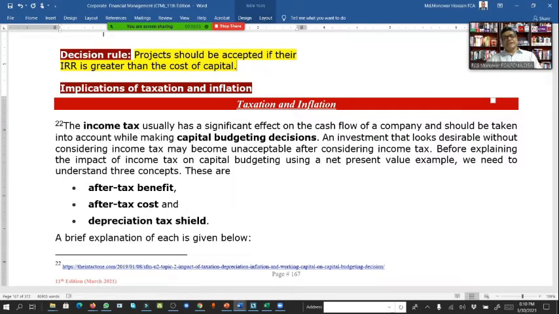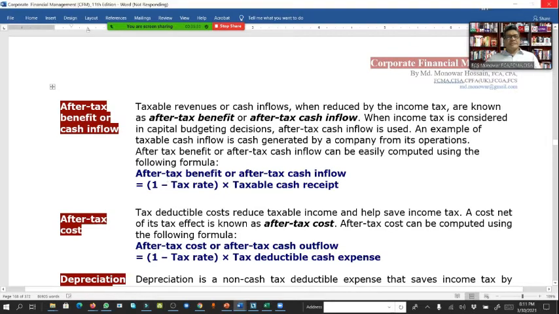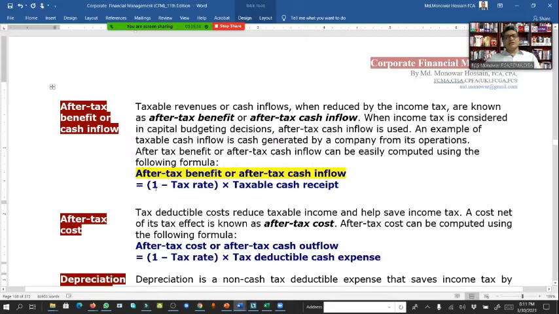Before explaining the impact of income tax on capital budgeting using the net present value, we need to understand three concepts. One is after-tax benefit, after-tax cost, and depreciation tax shield. After-tax benefit of cash flow. So what is that? It is easy and you know it. After-tax benefit of cash inflow can be calculated this way: 1 minus tax rate multiplied by taxable cash received.